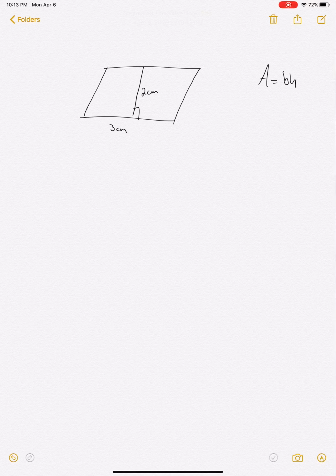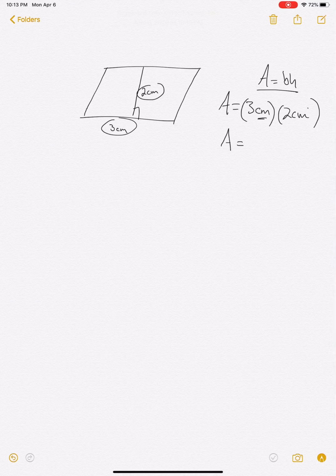Now we're going to plug these numbers into our formula. So our formula is right here. So area is equal to base, which is 3 centimeters. Make sure you have your units of measurement, times 2 centimeters, which is our height. When you times 2 centimeters together, you're going to get centimeters squared. So that will be 6 centimeters squared.